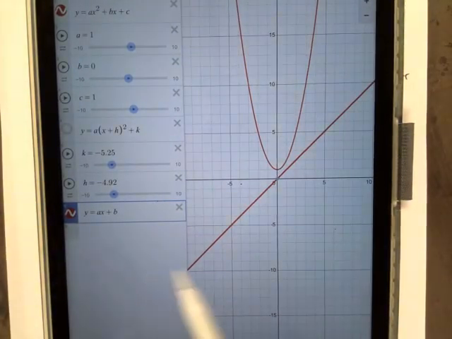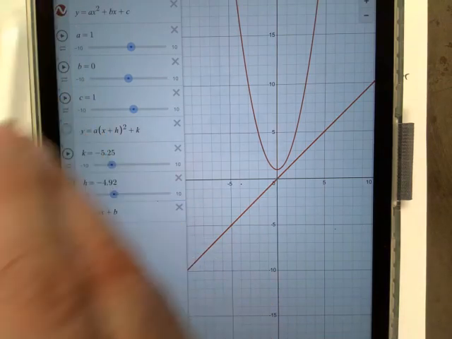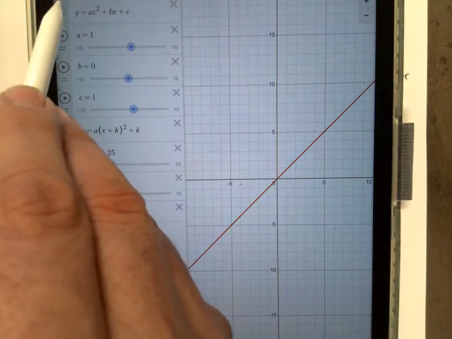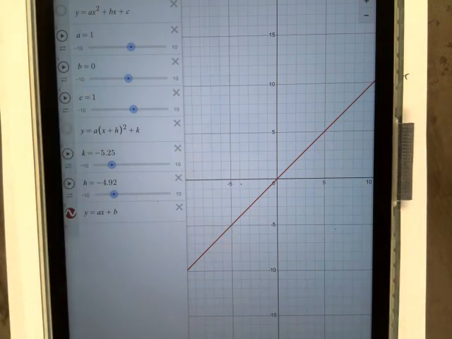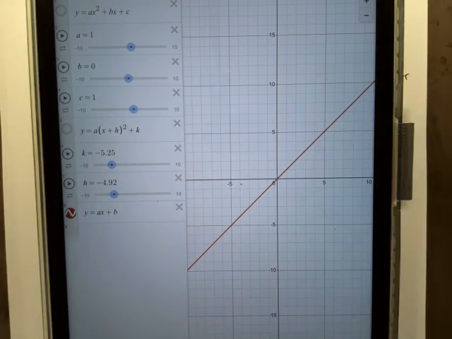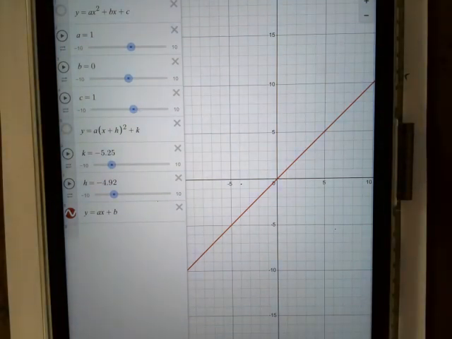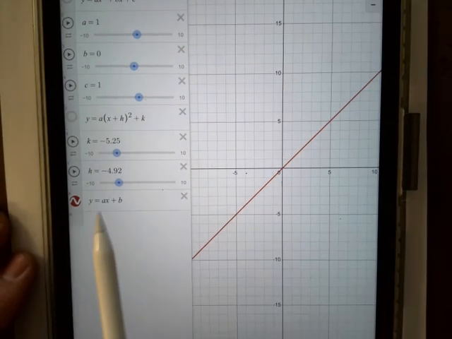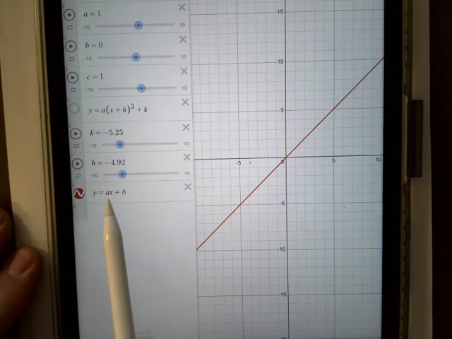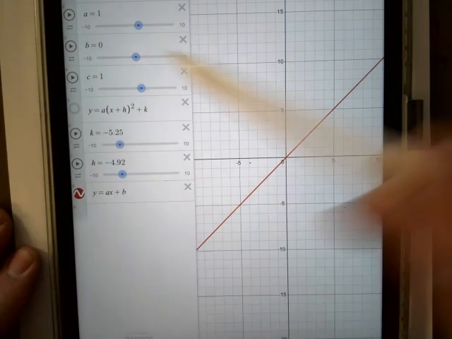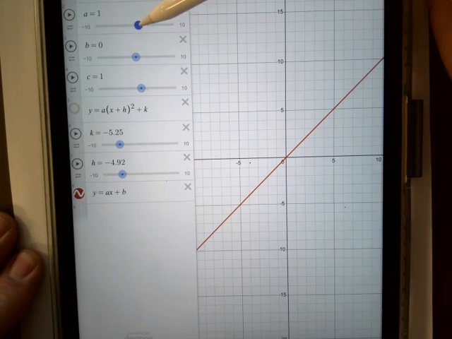So for example, I'm going to turn off the quadratic here for a bit. That's a linear function right there, right? It has a degree of 1. So the leading coefficient would be right in front of x here.